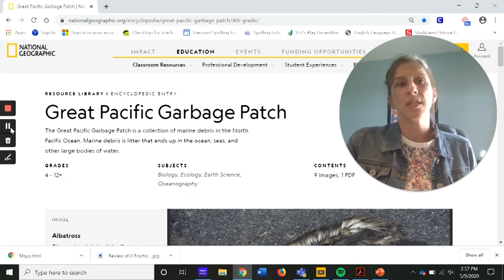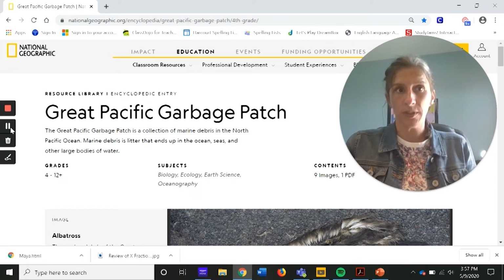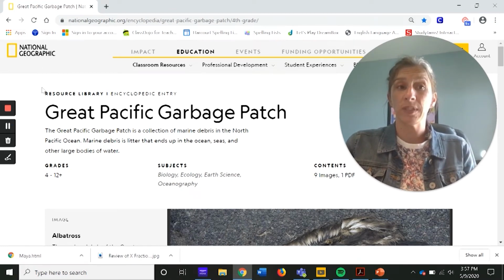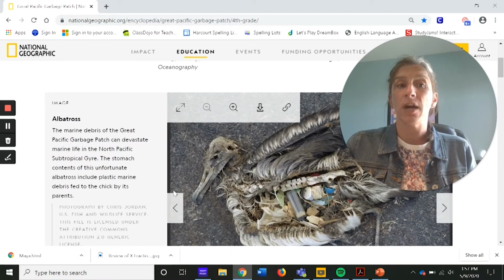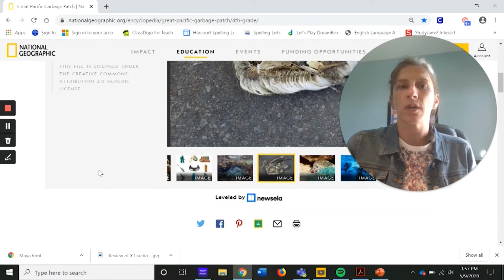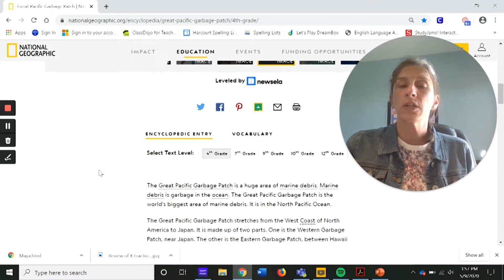So we're ready to begin our second source. It's the National Geographic website called the Great Pacific Garbage Patch. We are going to come up and take a look at some of these pictures again, because those might help us for getting additional answers. But we're going to start with the text first and then return to the other.